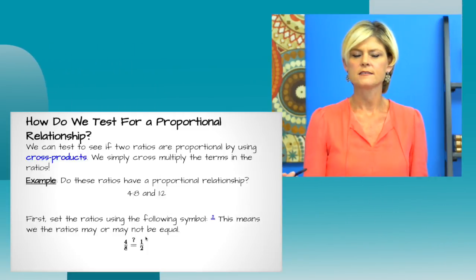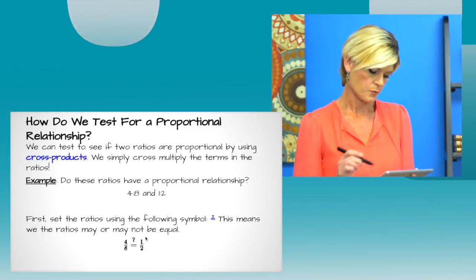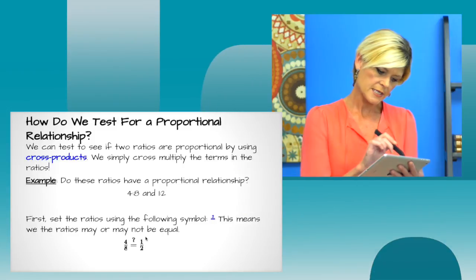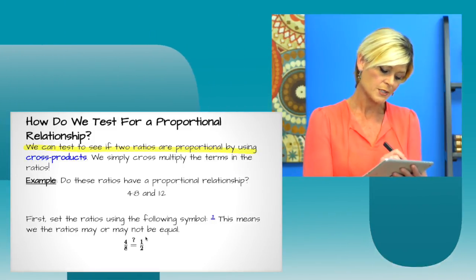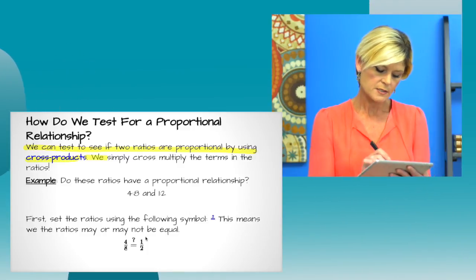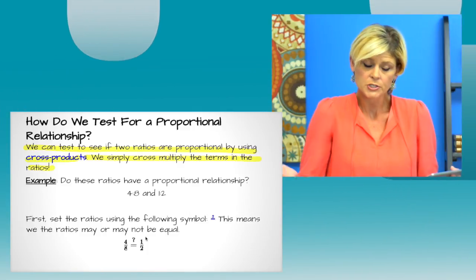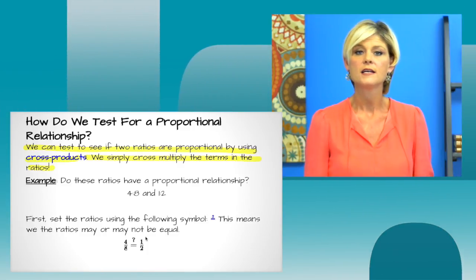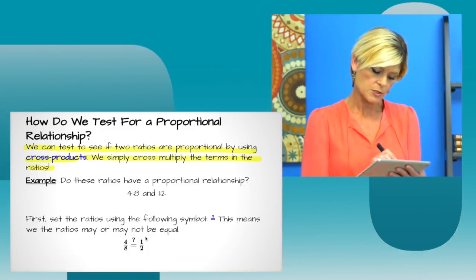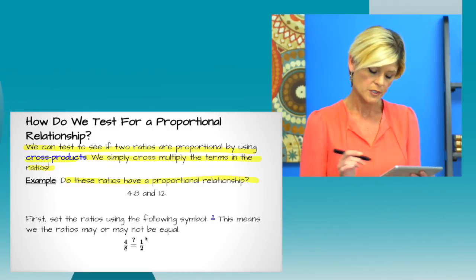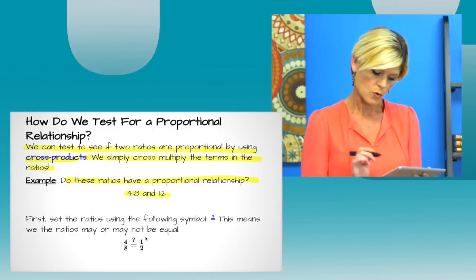How do we test for a proportional relationship? Well, there's a couple things we can do. We can test to see if two ratios are proportional by using cross products. We simply cross multiply the terms in the ratios, and that's how we can identify if they in fact have a proportional relationship. Let's try one. Do these ratios have a proportional relationship? 4 to 8 and 1 to 2.